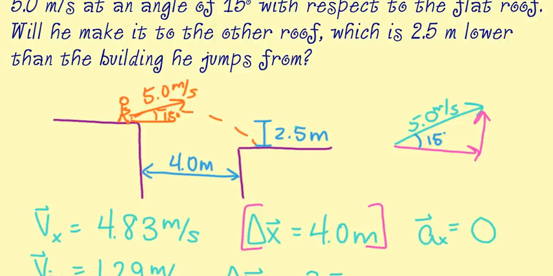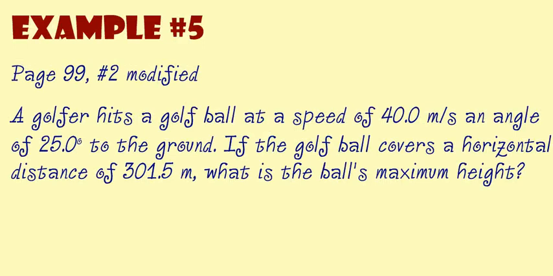Let's look at another angled launch problem. In this problem, we have a golfer hitting a golf ball at a speed of 40 meters per second at an angle of 25 degrees to the ground. We know that the golf ball covers a horizontal distance of 301.5 meters. We want to know the ball's maximum height.